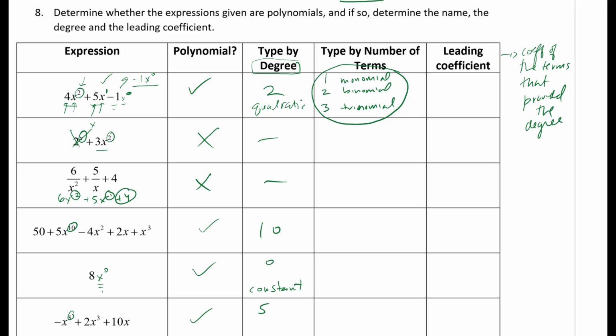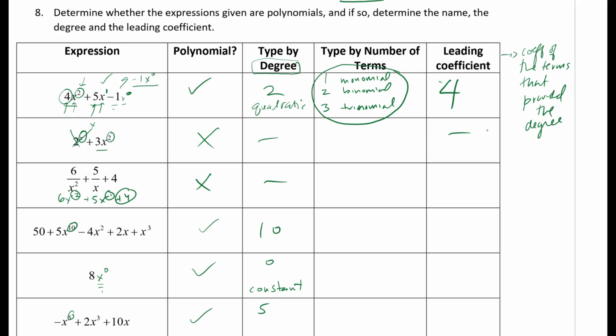And it's called leading because we're going to talk in a second about the standard form of a polynomial. If you rewrite polynomials in standard form, you put the highest degree term first, and so its coefficient becomes the first coefficient you read. So the way we're going to find this is the squared term gave us the degree. So the leading coefficient is 4.